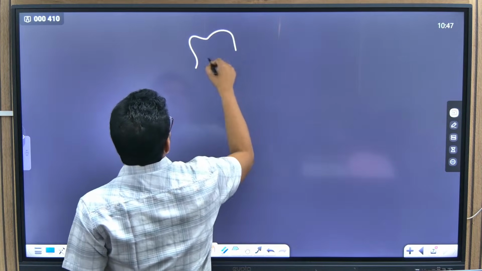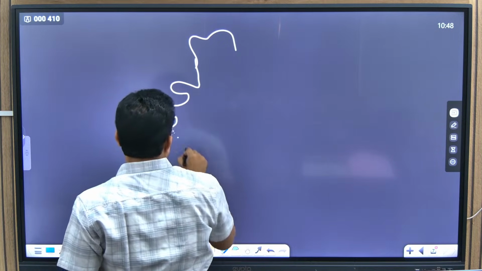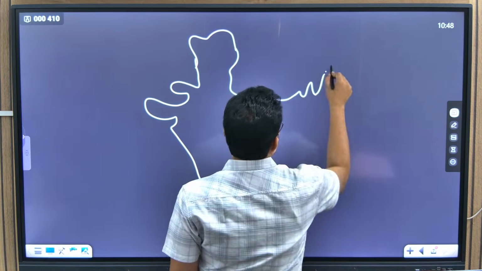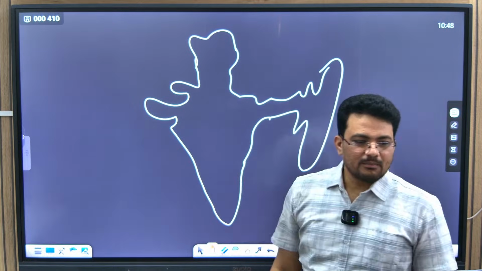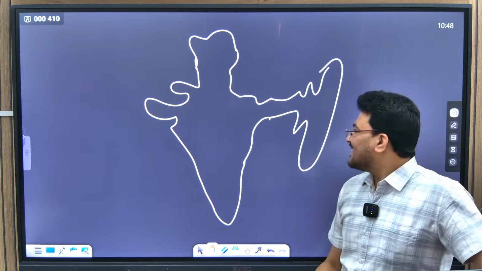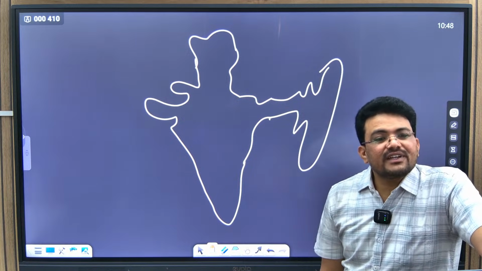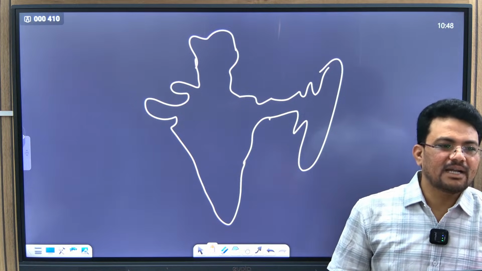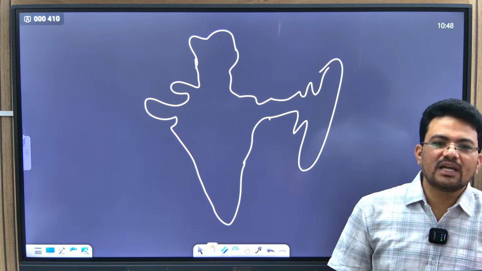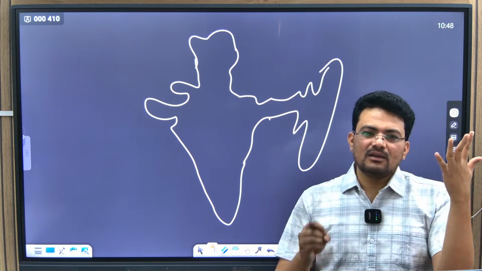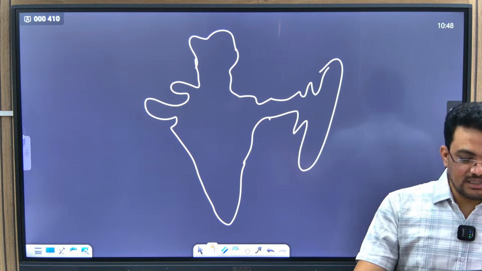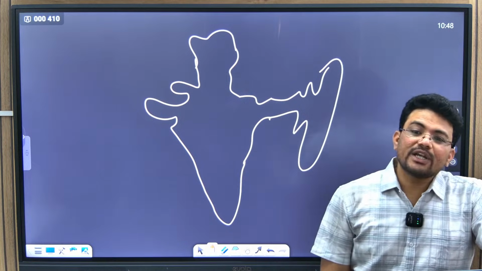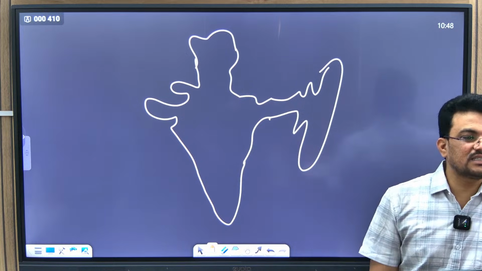Okay, so now we will discuss the international boundaries. The map is not proper, please adjust accordingly. So we have international boundaries with how many countries? You can count: Pakistan, China, Nepal, Bhutan, Afghanistan, Bangladesh. Out of this, the longest boundary is with Bangladesh, the shortest with Afghanistan. And you need to remember the states which have borders with these countries.